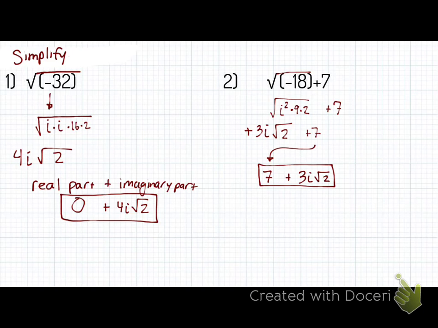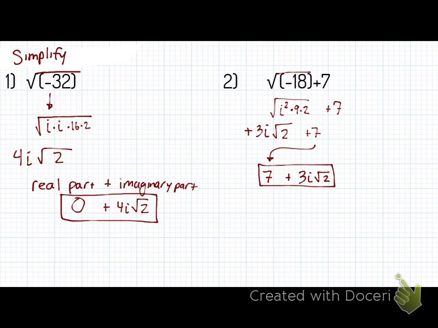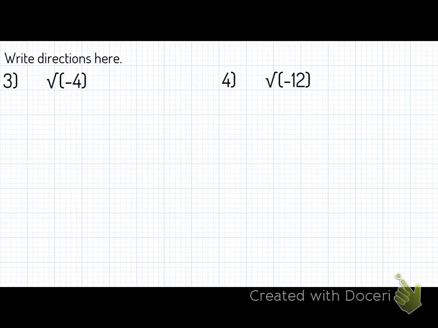Okay, continuing on here. It should say simplify. Number 3, let's all do this in our notebooks and then write your final answer on your iPads, okay? So it should say the square root of negative 4.